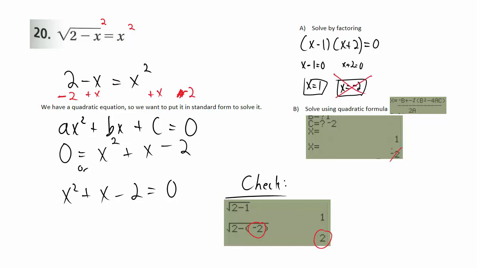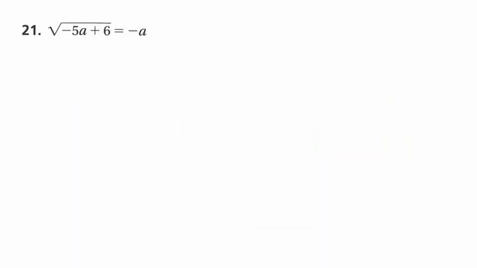So we call this an extraneous solution, where we think it was a solution, but when you check it, it actually isn't. And that sometimes happens when you're solving square root equations. Some of them are not actual solutions.